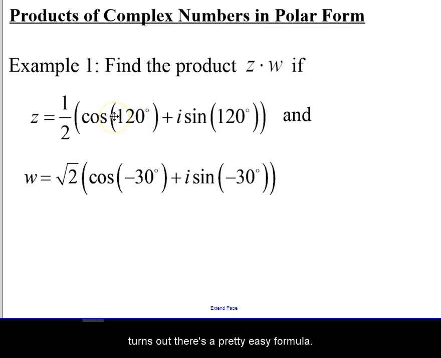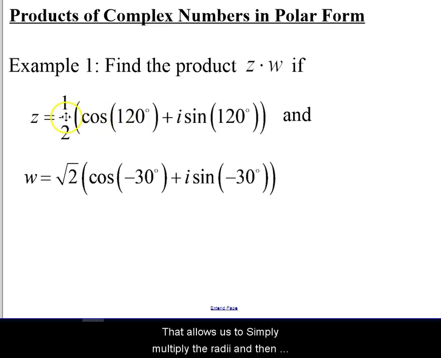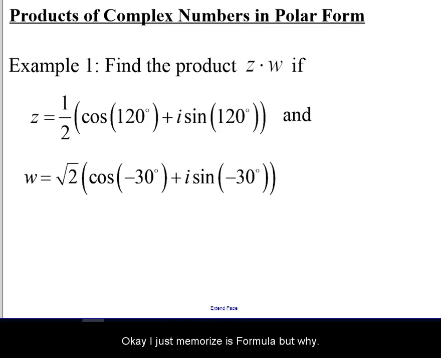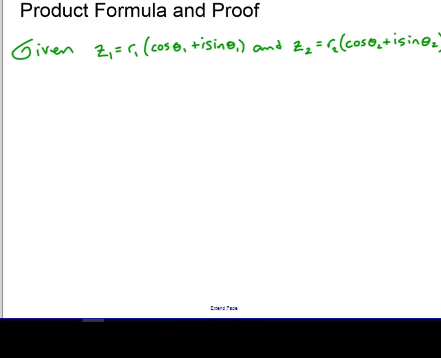It turns out there's a pretty easy formula that allows us to simply multiply the radii and then add the thetas. Well, where does that come from? And I hate to, as a teacher, just throw that out to a student and say, accept that. You should just do that, and you have no idea why. It's going to take us a little concentration and a little backing up to prove or present where that comes from, but I think it's worthwhile, because otherwise it's like, okay, I just memorized this formula, but why?